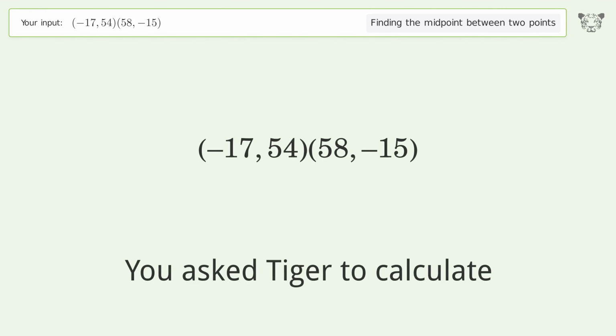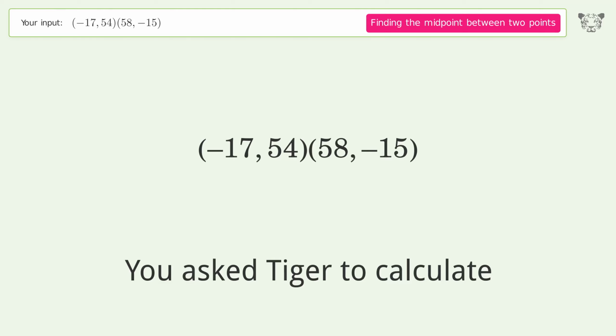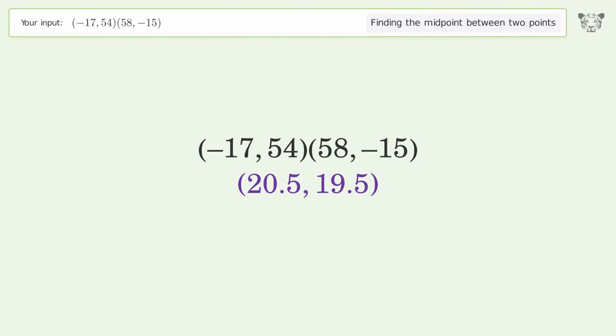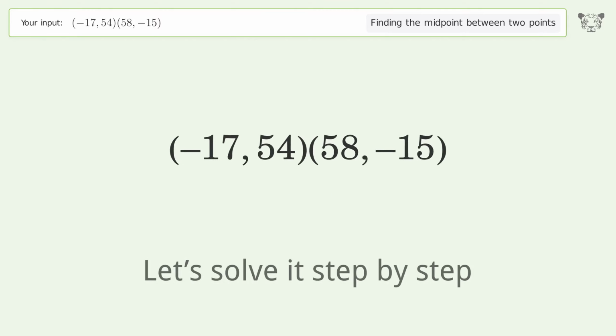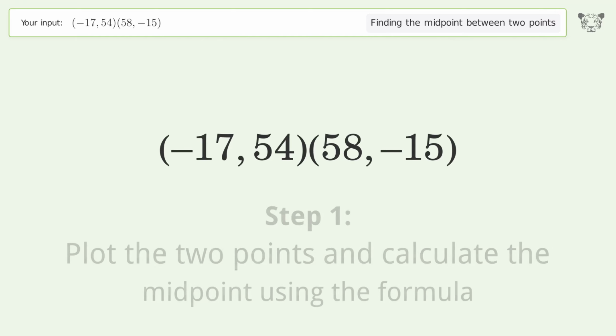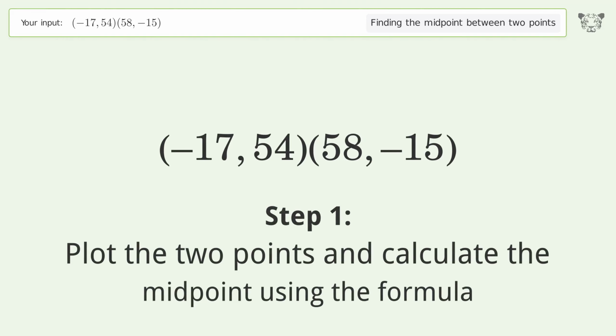You ask Tiger to calculate. This deals with finding the midpoint between 2 points. The midpoint between the 2 points is 20.5, 19.5. Let's solve it step by step. Plot the 2 points and calculate the midpoint using the formula.